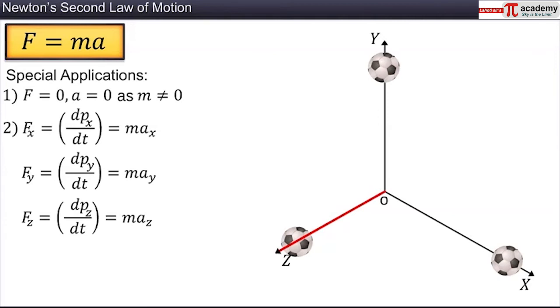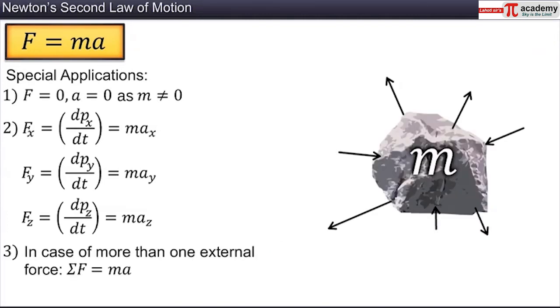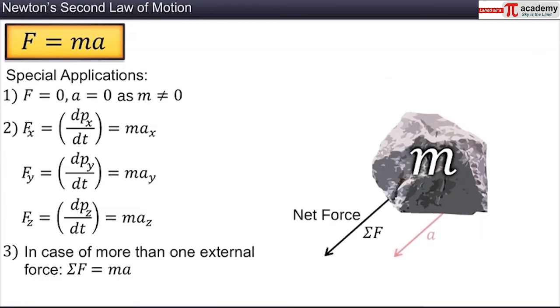F here stands for external force acting on the body. When a number of forces are acting on a body, we should take the net force in the equation as sigma F is equal to ma. Newton's second law applies to instantaneous force and instantaneous acceleration.